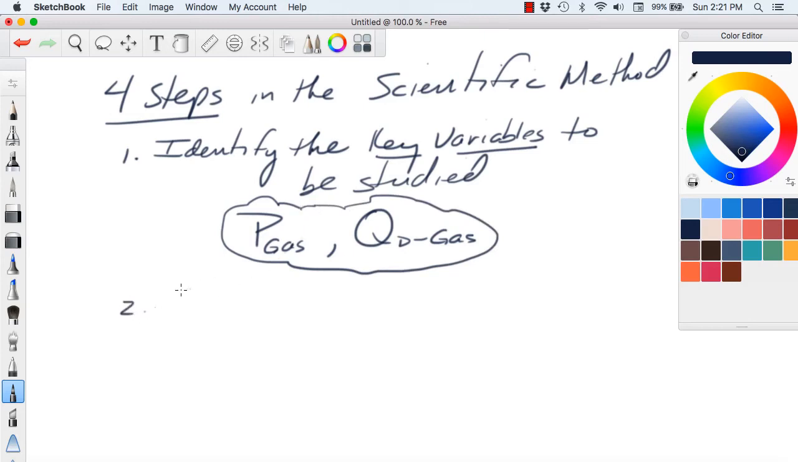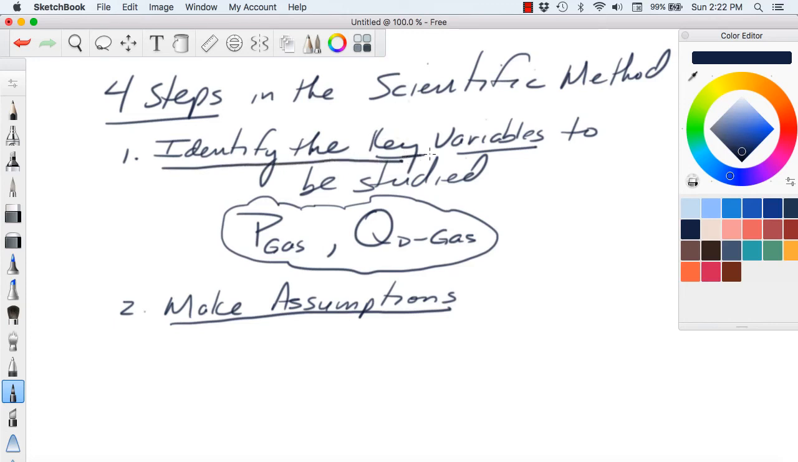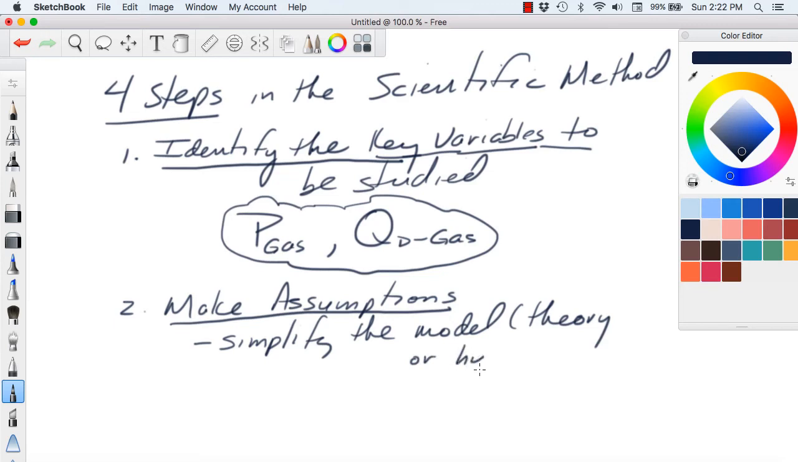Number two, you need to make assumptions. So when you begin to set up your study, what we call your model, you need to make what are called assumptions. Assumptions are designed to simplify. They simplify the model. The model is basically the theory or hypothesis. And I'll be talking about these two things in a minute.